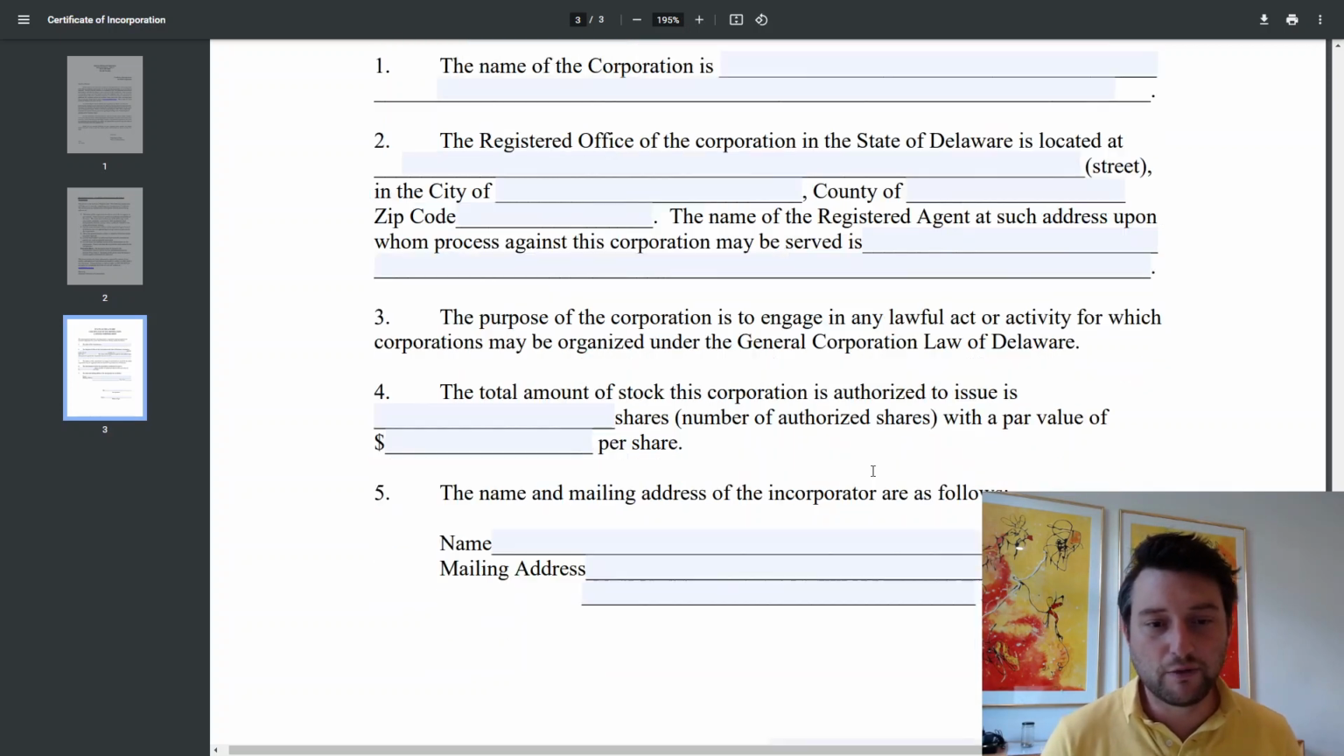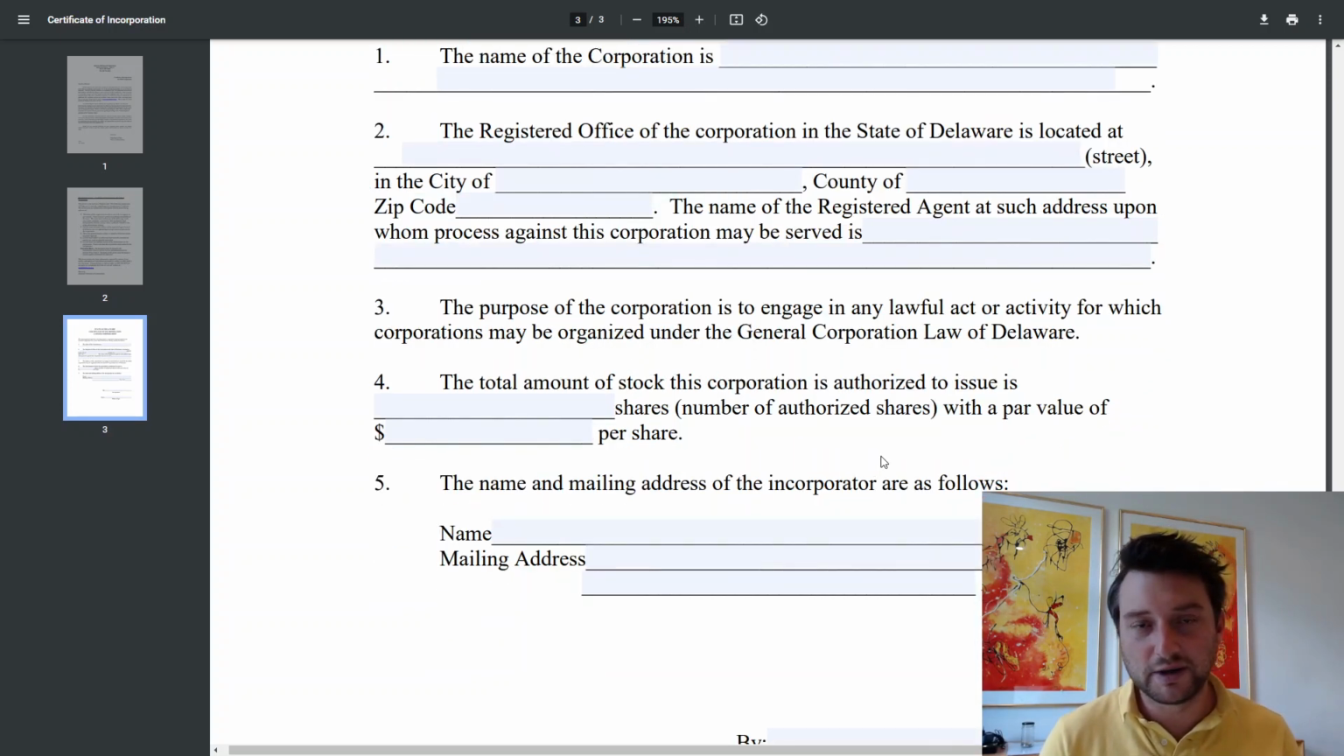Now, line item 4 there, again, this is the total amount of stock we're going to be issuing. So how many shares and at what par value? Obviously, this is assuming it's just one class of stock, so one class of common stock, and that's it. If you have more classes or if you're offering preferred shares, then you're going to have to expand upon that article. You're going to have to add more articles.